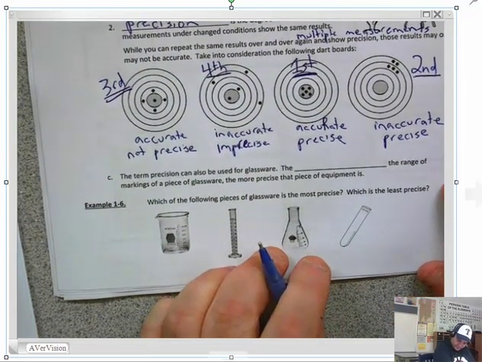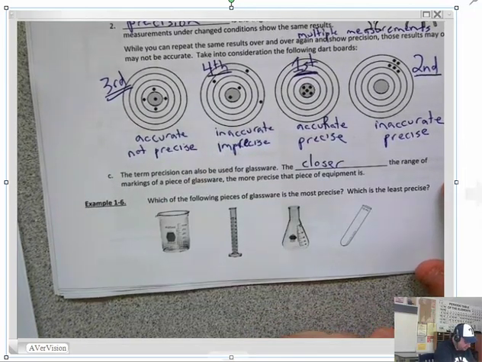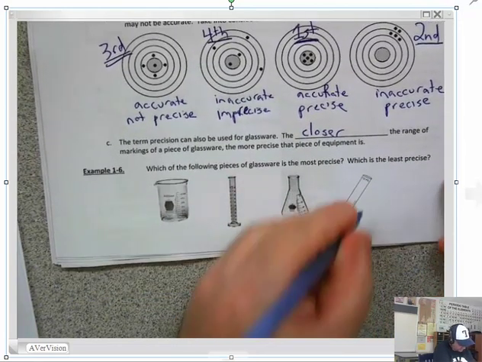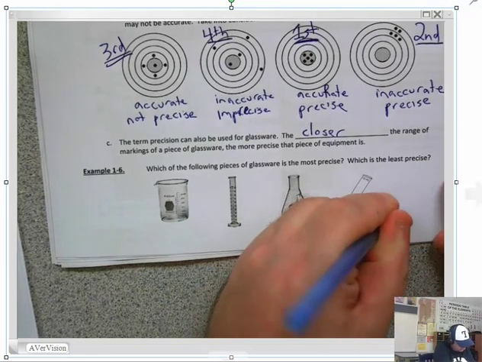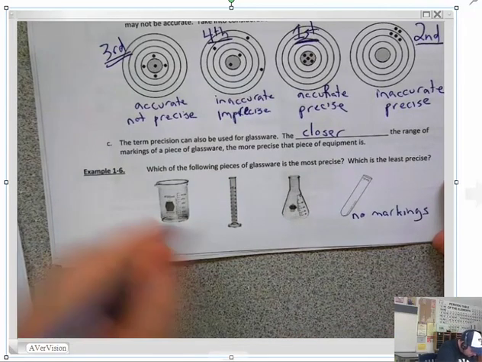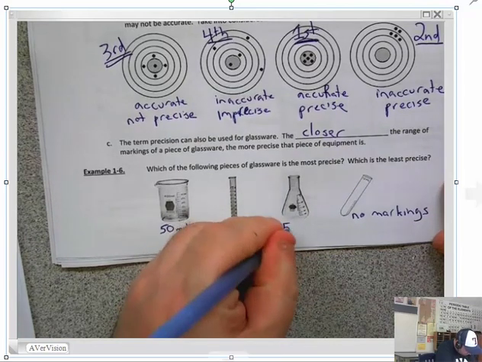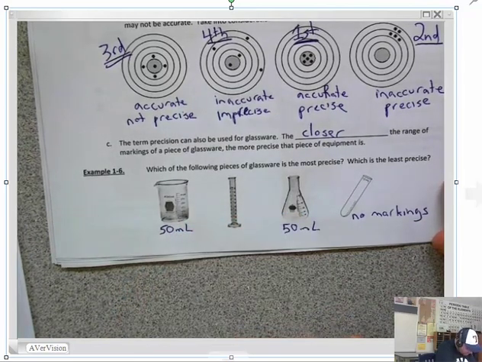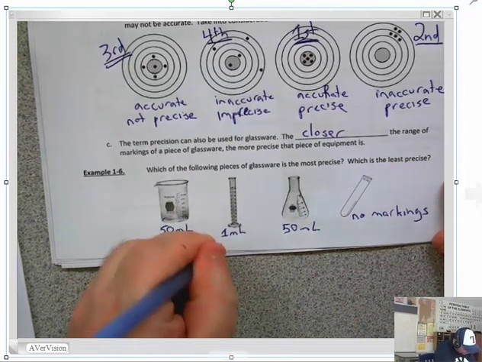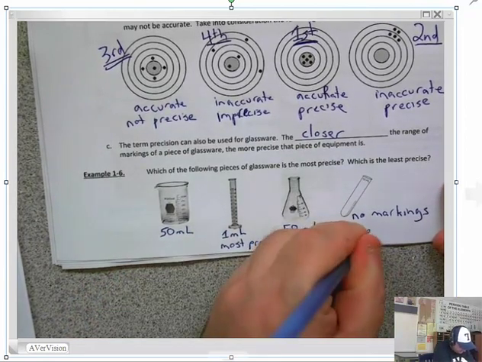The term precision can also be used for glassware. The closer the range of markings for a particular glassware, the more precise the piece of equipment is. This one has no markings because it's a test tube. This one has 50 milliliter markings. This one also has 50 milliliter markings. And this one looks like it has 1 milliliter markings. So this is the most precise. This is the least precise.